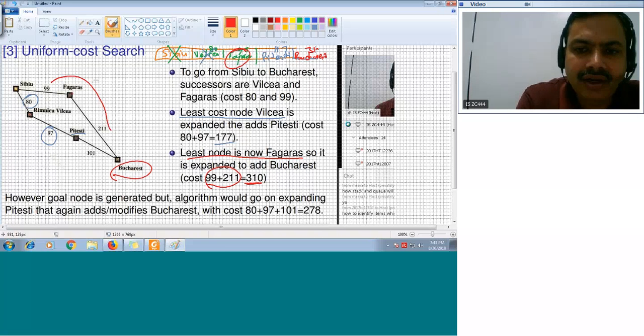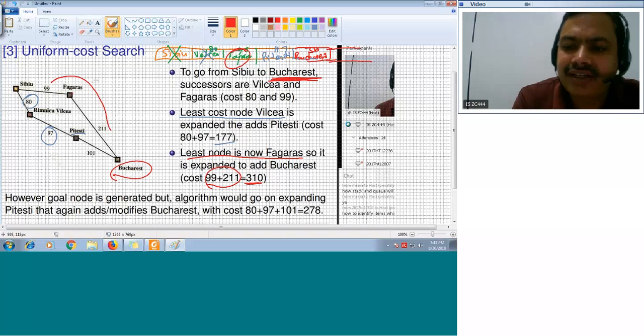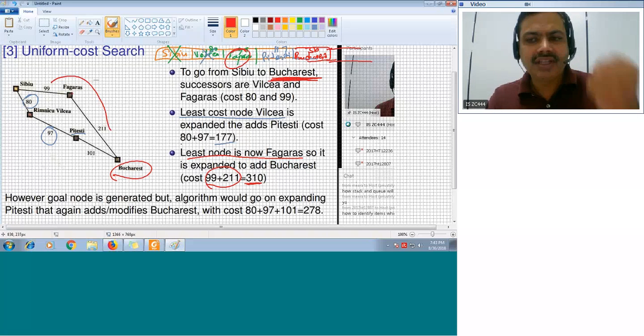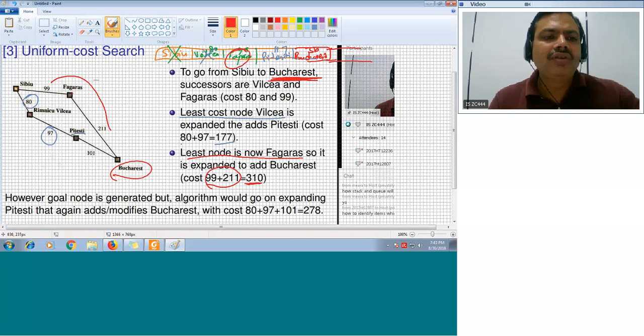with value 310. And this is the important point that I want to bring to your notice: I have put Bucharest over here. Although I want to go to Bucharest and I found a solution, I have not tested whether it is a final state or not. This is the important difference from DFS and BFS, because whenever they take an item, they test whether it is a goal item or not. If it is a goal item, they stop. But uniform cost search would not stop at this moment. It would just put this into the frontier.